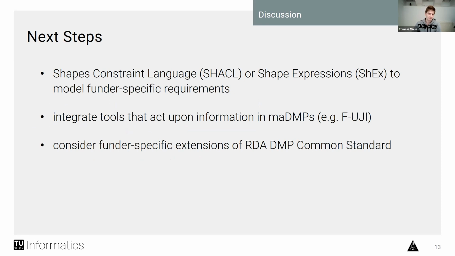In the future, we will have a look at SHACL and checks, whether they can help us in modeling funder-specific requirements. We need to investigate whether integration of tools that actually act upon the information provided by machine actionable data management plans works. For example, F-UJI, which assesses the fairness of data sets. And finally, we plan on considering adding funder-specific extensions to the RDA DMP Common Standard.